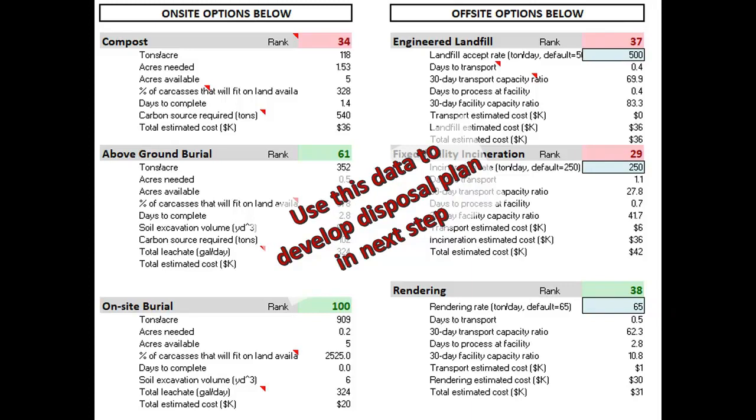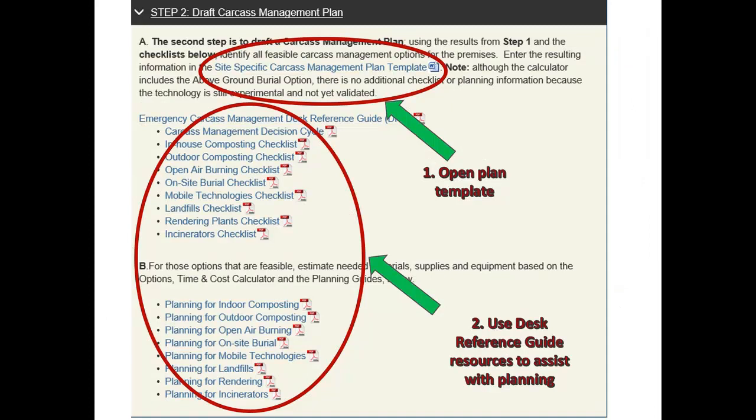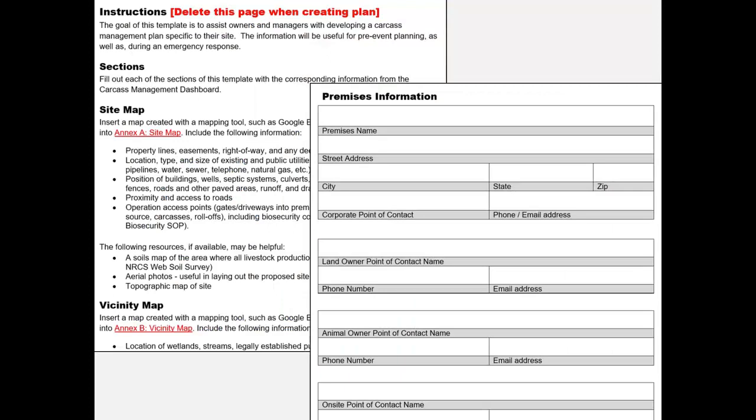And this is based on excruciatingly detailed data, which is part of the calculator. So when you download it, it has multiple tabs, and if you really cared to go into the details, you could go into the assumptions and equations tabs and see how these numbers were derived. So you'd use that to plug into a site-specific plan. We've put a template under step 2 on this dashboard. You can pull up the template and figure out if composting and burial in our example are going to work for you. And you would use these checklists and planning guides to help you.